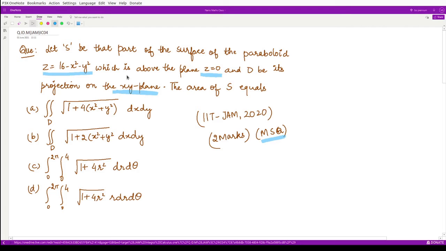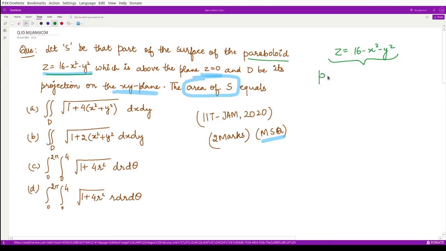Okay, so now in order to calculate the area of S, you should first know what is your S, right? And how can we define this S? So let's visualize this thing. Now this is the surface of the paraboloid, so we are given z is equal to 16 minus x square minus y square, right? So now this is a paraboloid.